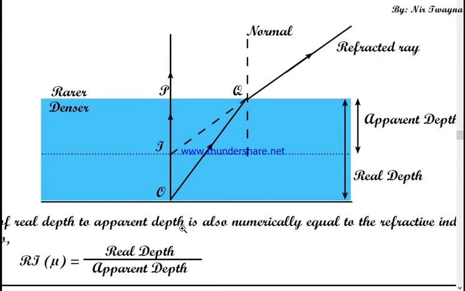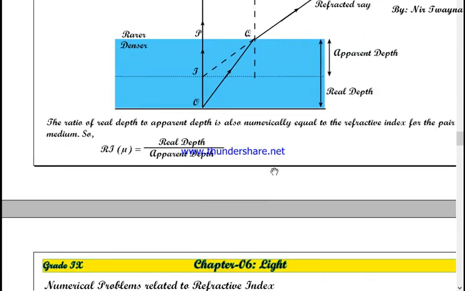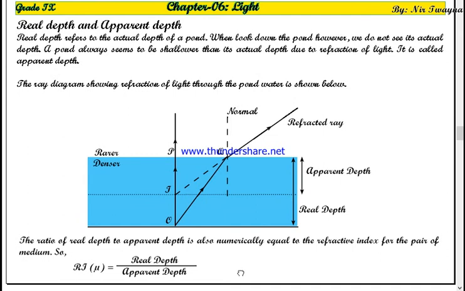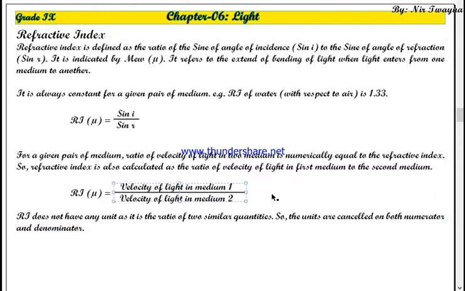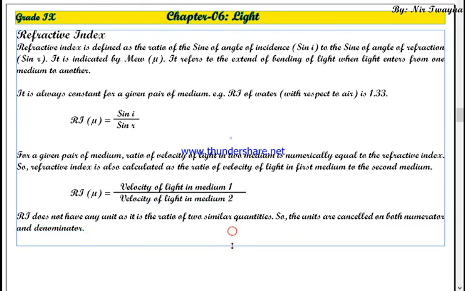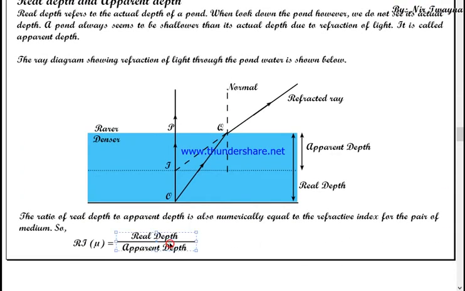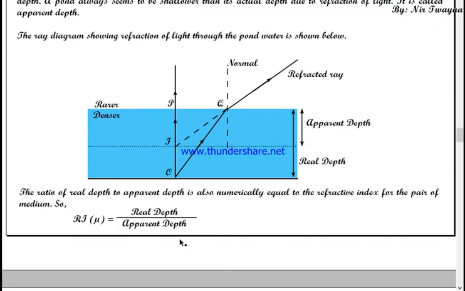Got it? So until now we have got three different mathematical relations for refractive index. Number one, RI equals sin i by sin r. Number two, RI equals velocity of light in medium 1 by medium 2. And number three, RI equals real depth by apparent depth. These three relations will be your weapons. Now we are going to war. Keep your weapons loaded.